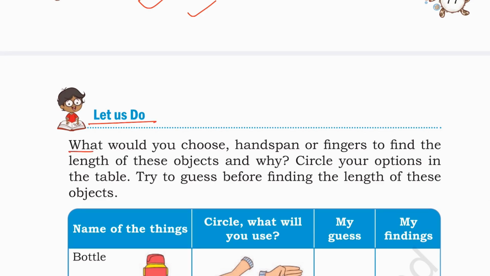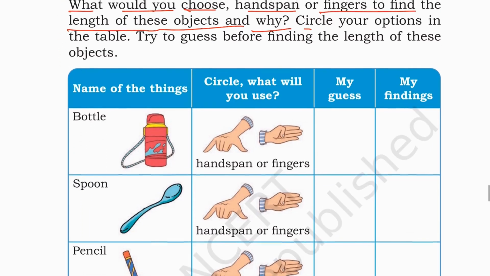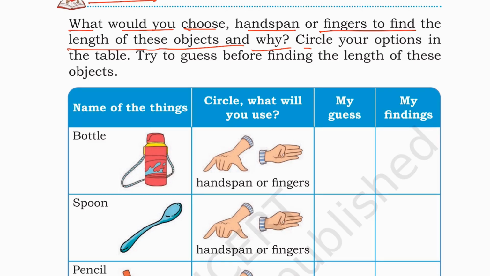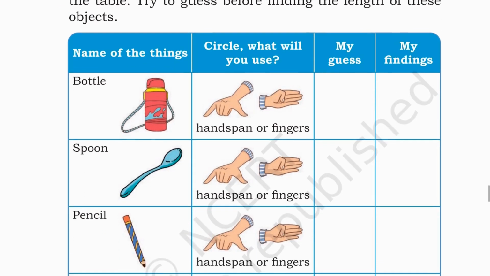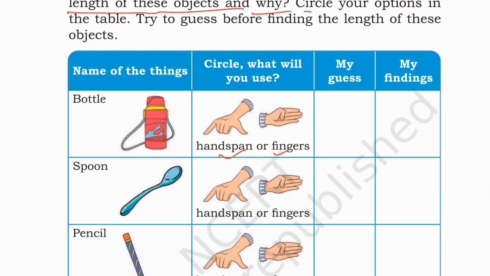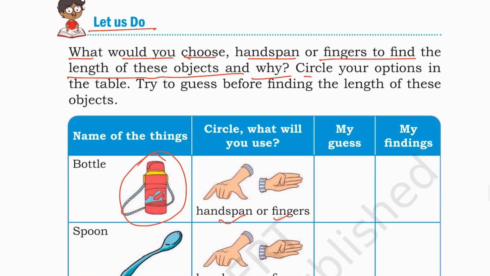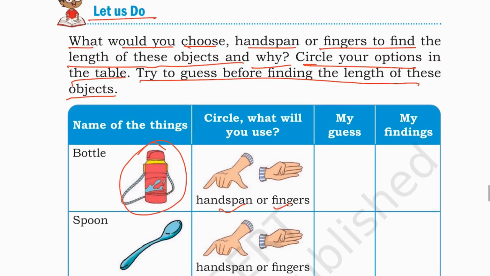Let us do. What would you choose, hand span or fingers, to find the length of these objects and why? Few figures are given. You have to write which you will use, your hand span or fingers, to measure. For these things you can use both. Circle your opinion in the table. Try guessing the length of these objects.